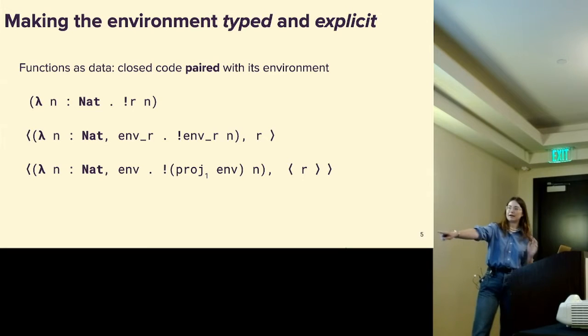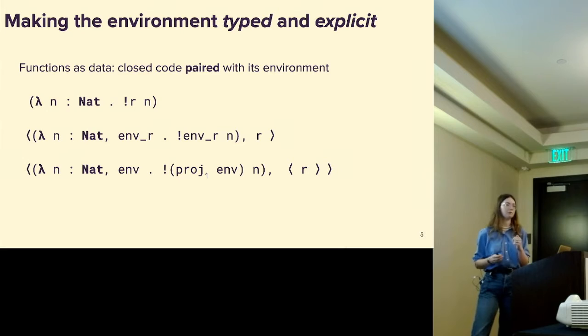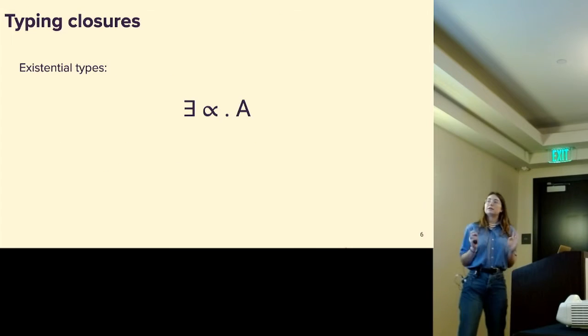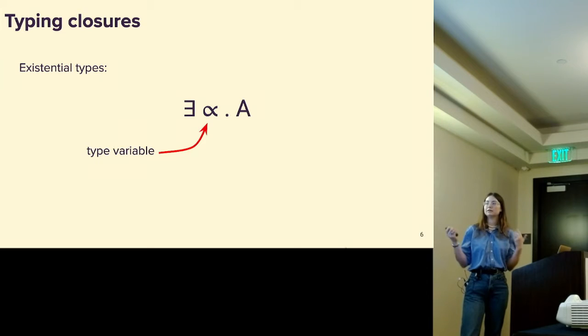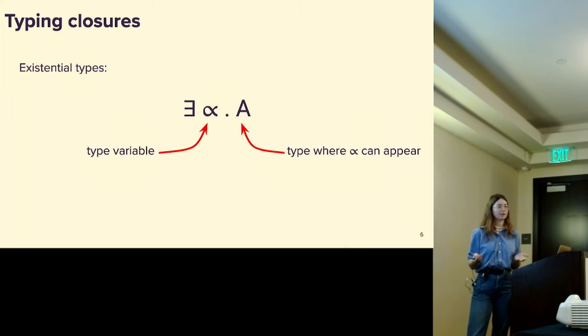Now this final pair here at the bottom is what we refer to as a closure, and we can see the closures explicitly here, but let's now think about the types of closures. So we typically type closures using existential types, which have the following form. There's this type variable alpha, and it also includes another type A in which this type variable alpha can appear.